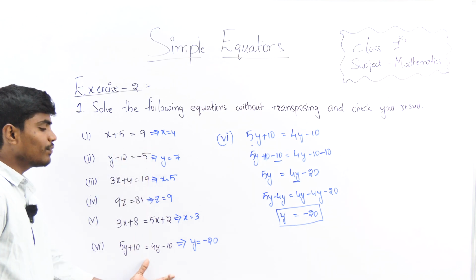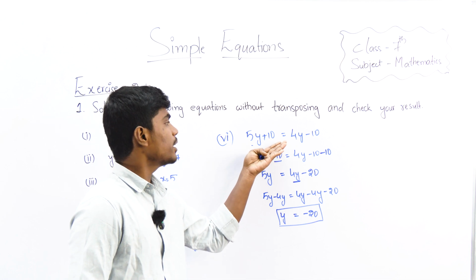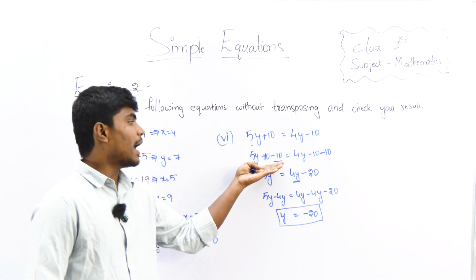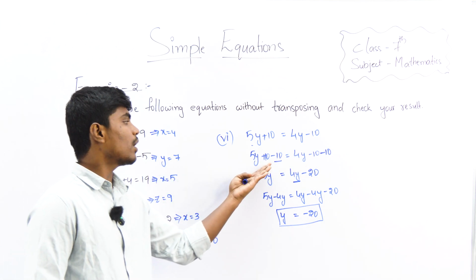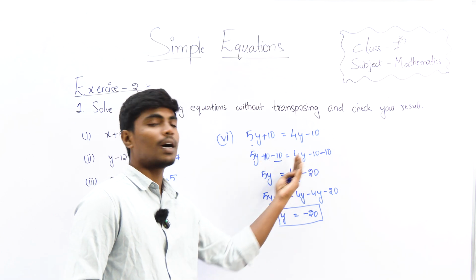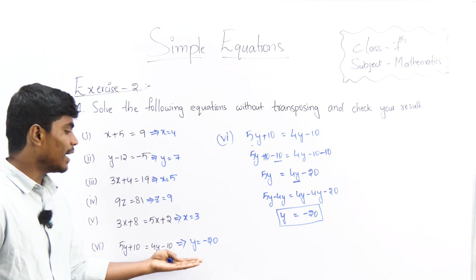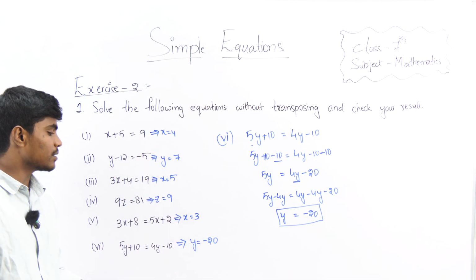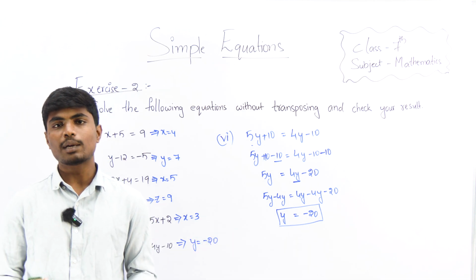See how we solve the equations. Without transposing, we are not moving terms from the left hand side to the right or from the right hand side to the left hand side. We are just adding or subtracting on either side itself. We have not moved the numbers from one side to another side. So without transposing, we have found the values of the unknown numbers. So we have solved the equations. This is the solution for the sixth one. Now let's move to the second problem.